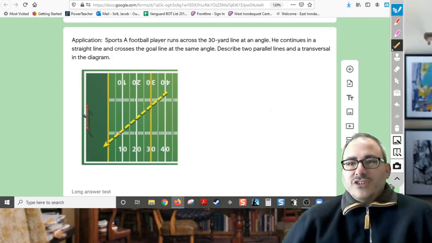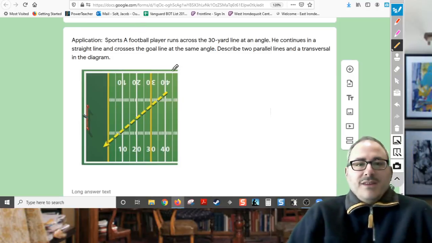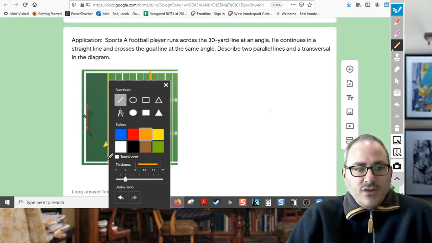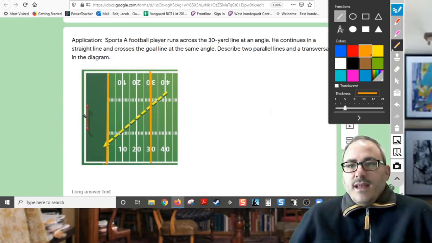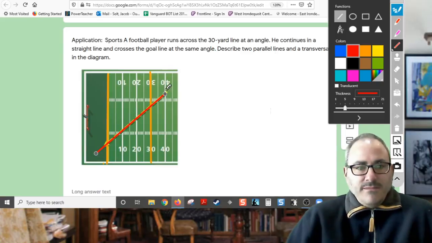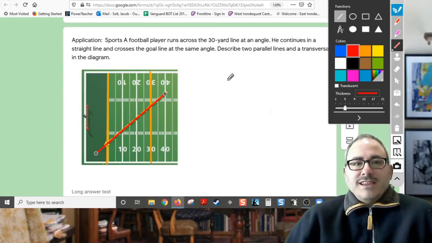So what I want you to notice is that this line is parallel to this line. These 2 lines are parallel, and they are cut by a transversal. The 30-yard line and the goal line are parallel to each other, and they are cut by a transversal, which is the angle of the player running. And to describe the two parallel lines and the transversal in the diagram.